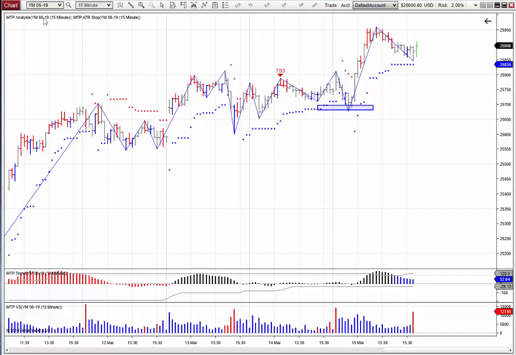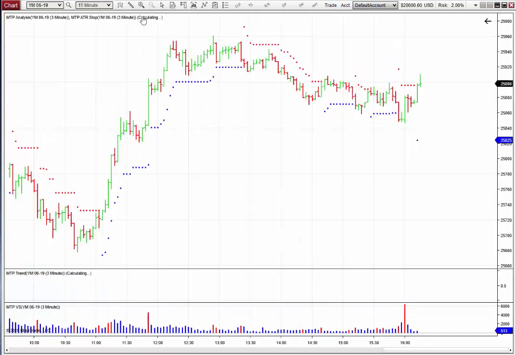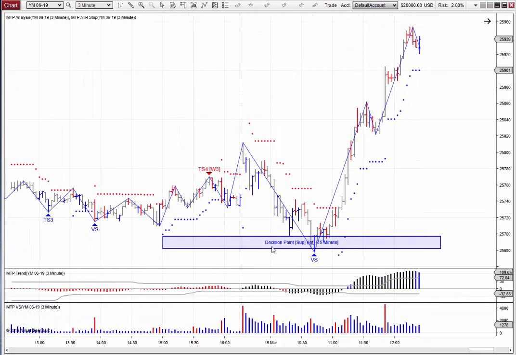So if I now scroll forward to the 3-minute chart, can you see how our VS setup also came in at higher time frame 15-minute support? This is why our MTP trend here went from red to black, because MTPredictor showed you that the market was in an area where the market could make a potential reversal.